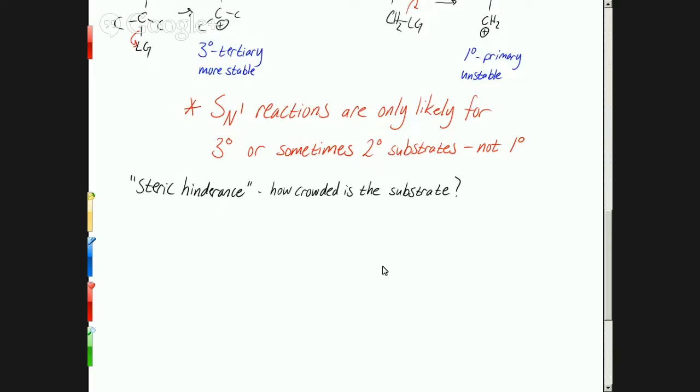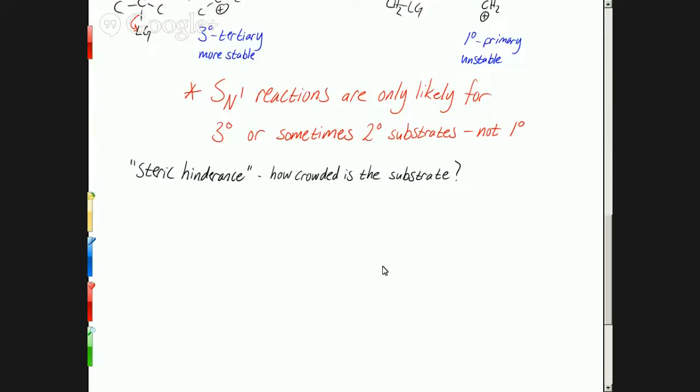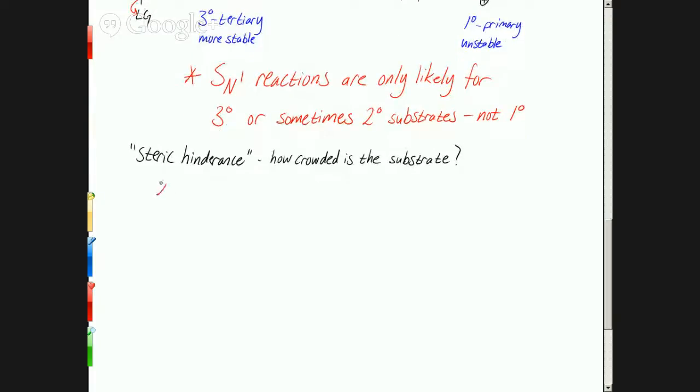So the next rule, another big star: highly crowded substrates, especially tertiary substrates, which are already crowded just by the nature of there being three different things there.